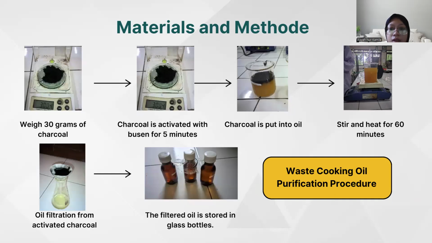And this is the waste cooking oil purification procedure. First, weigh 13 grams of activated charcoal. Activate the charcoal using a Bunsen burner for 5 minutes. Add the activated charcoal to the neutralized oil. Stir and heat the mixture for 60 minutes. Filter the oil to separate the activated charcoal and then store the purified oil in a glass bottle.